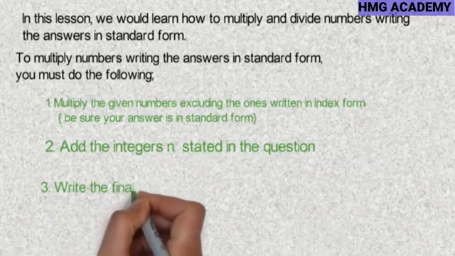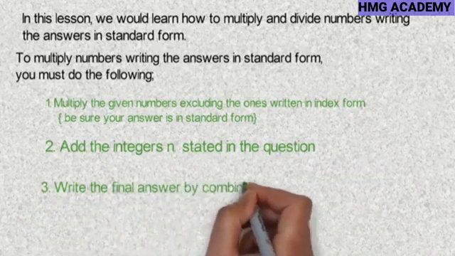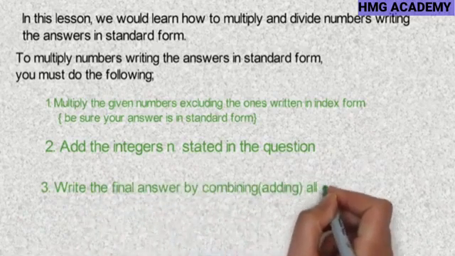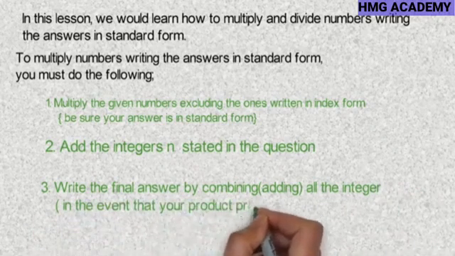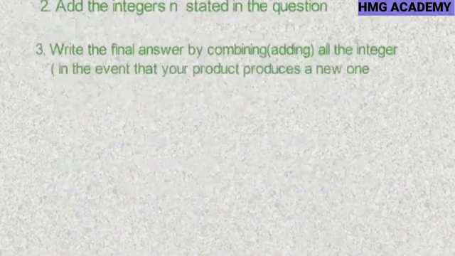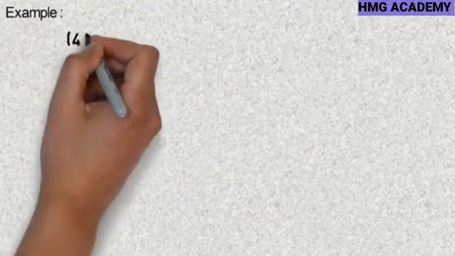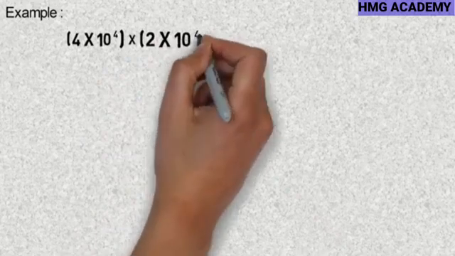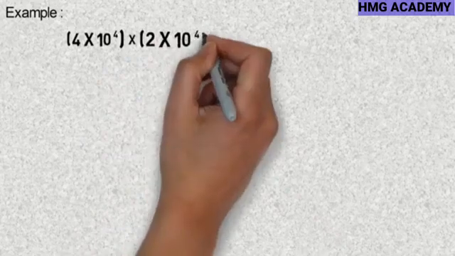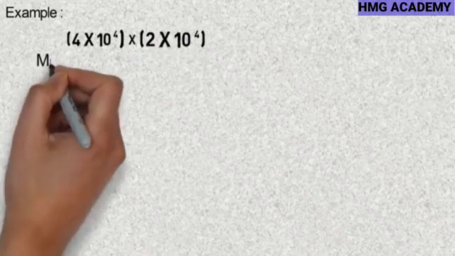3. Write the final answer by combining, that is, adding all the indices in the event that your product produces a new one. Now, let us take a look at the following example. Carry out the calculations, leaving your answers in standard form. 1. 4 times 10 raised to power 4 multiplied by 2 times 10 raised to power 4.